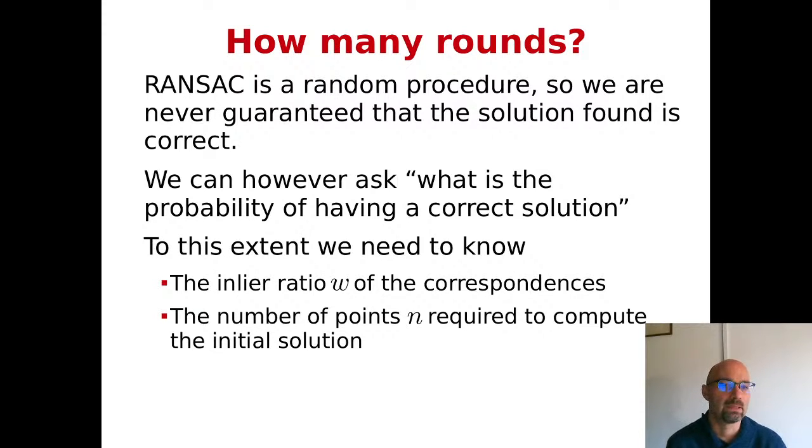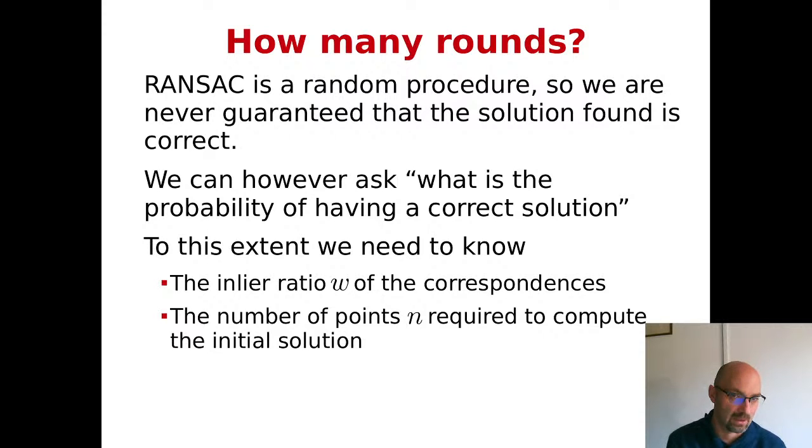To calculate this probability, we need to know clearly the characteristics of the problem. The behavior of one iteration of this algorithm is controlled by 2 things. By the inlier ratio, so how likely is it that one of my correspondences is correct, and the other aspect of the algorithm is how many points do I need to compute the initial solution. And what I want to answer is how likely is it that after n rounds on this particular problem, I will have the correct solution.